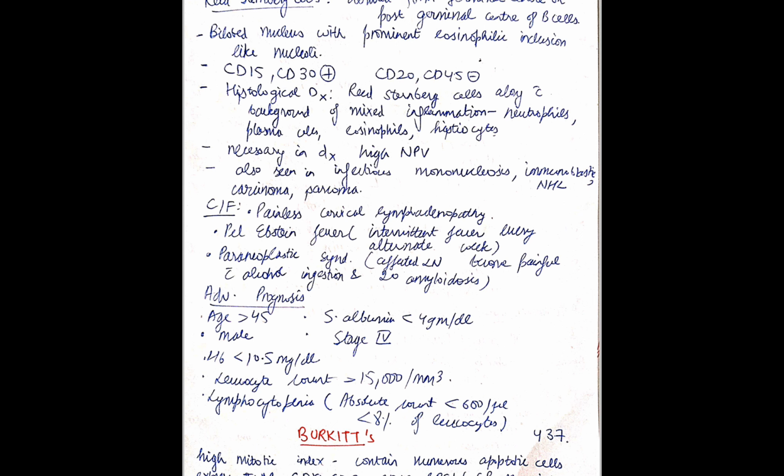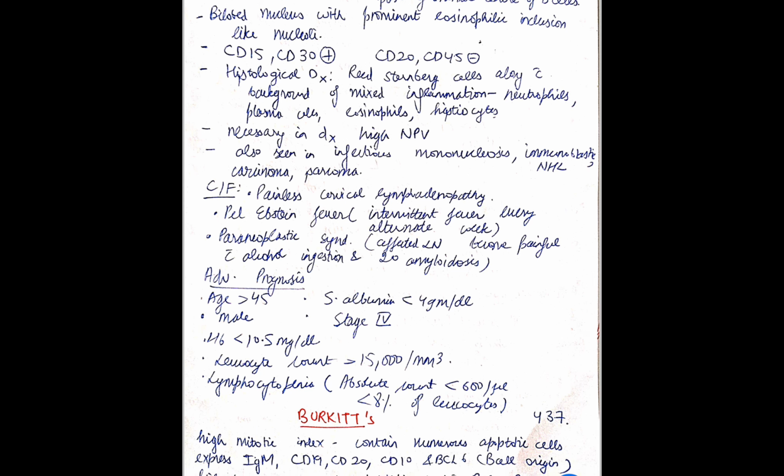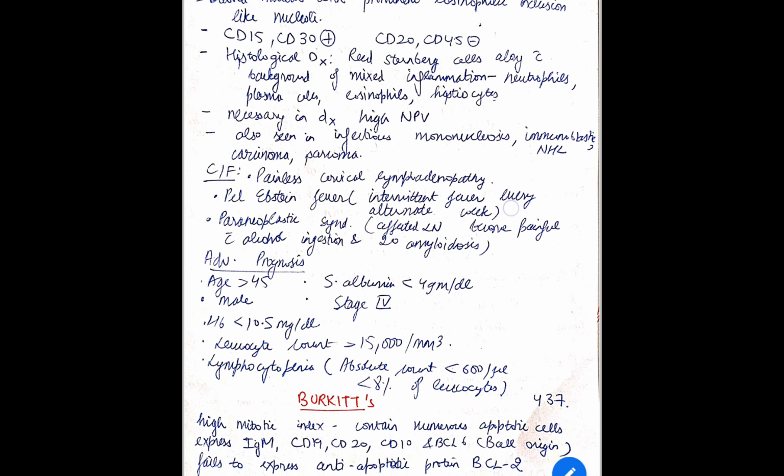Then clinical features: painless cervical lymphadenopathy, Pel-Ebstein fever, that is intermittent fever occurring every alternate week, and paraneoplastic syndrome. Affected lymph nodes become painful with alcohol ingestion, and secondary amyloidosis. So the specific history can be given that pain in the affected lymph nodes happens after alcohol, and a history of secondary amyloidosis. This is classical of Hodgkin's lymphoma.